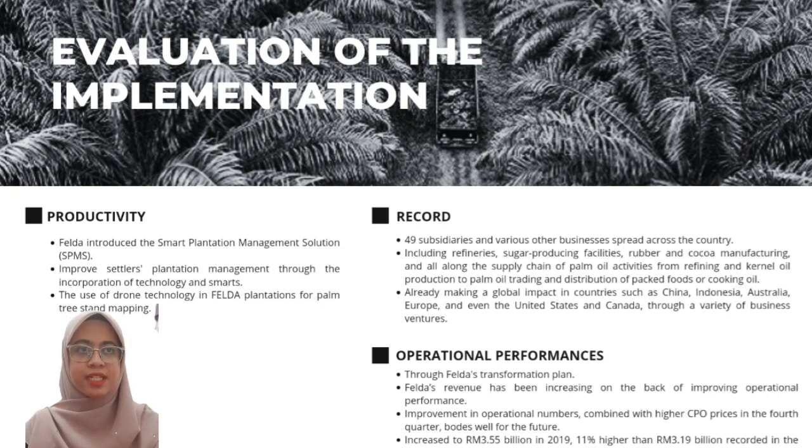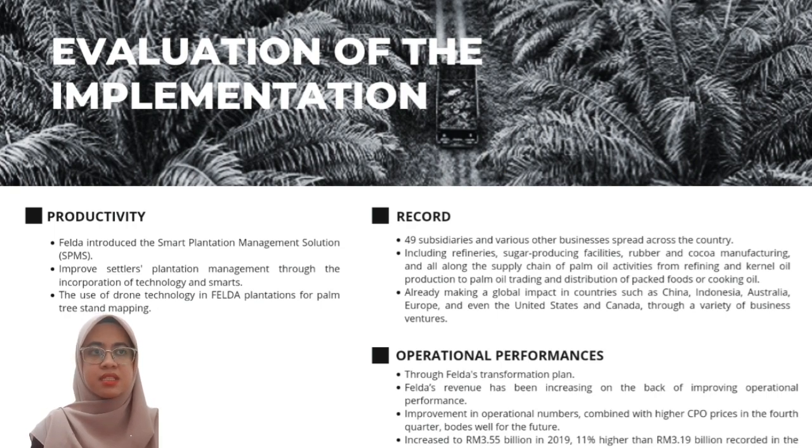In terms of record, Felda has 49 subsidiaries and various other businesses spread across the country through FGV, including refineries, sugar processing facilities, rubber and cocoa manufacturing, and all along the supply chain of palm oil activities, from refining and kernel oil production to palm oil trading and distribution of packed foods or cooking oil. It is already making a global impact in countries such as China, Indonesia, Australia, Europe, and even the United States and Canada. Felda also has created a new division called Felda Investment Corporation (FIC), which includes other businesses such as hotel properties and travel-related services.